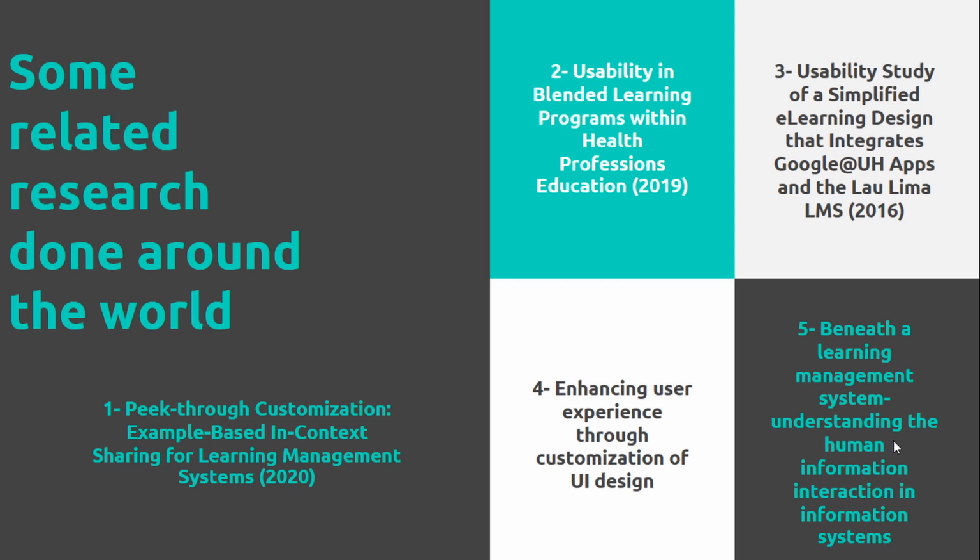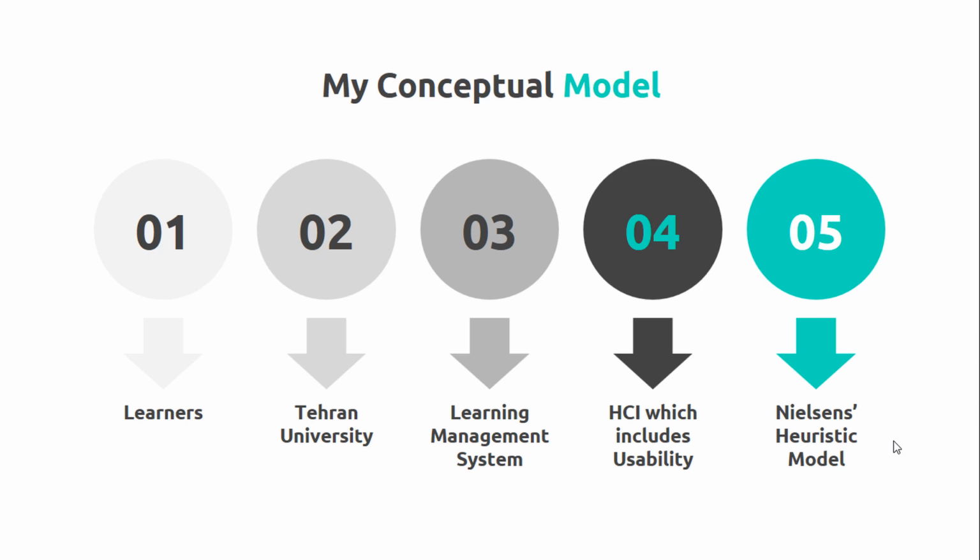And the last one's title is Beneath a Learning Management System: Understanding the Human Information Interaction in Information Systems. Ambiguous instructions, inadequate information, lack of sound, interface design problems, participants' experience, and information gaps were the variables to assess. A survey questionnaire was used for the views of the participants and was analyzed with a focus on only the human information interaction issues. And here's my conceptual model.